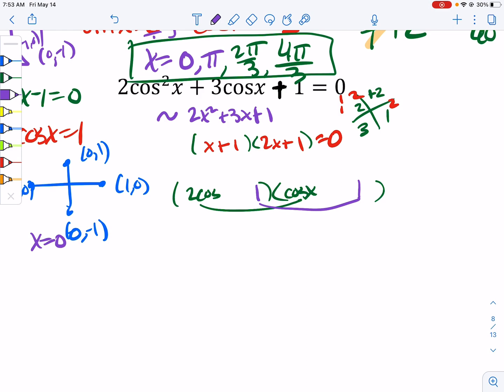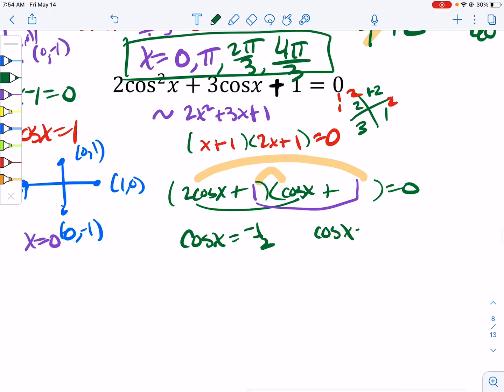So then I'm going to check these two terms. This gives me 1, this gives me 2. I'm trying to get to 3, so I need both of those to be positive. So plus, plus. Oh, I dropped an x there. Let's not do that. So then I set each factor equal to 0. So here, this gives us cosine of x is negative 1/2. And then this one gives us cosine of x is negative 1.